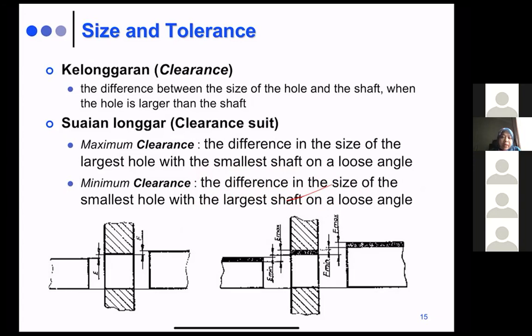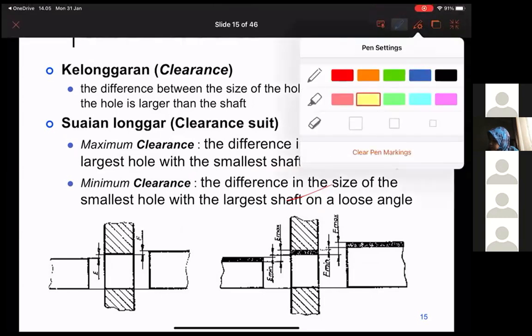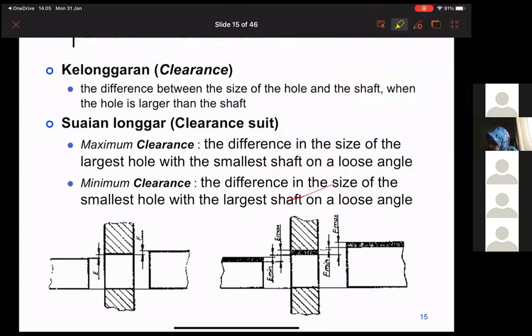Okay, so for example, this one, I think I can watch this one. Yeah, so this one is called clearance fit. Why is this called clearance fit? Anyone would like to try? Why is this one called clearance fit? Kesesuaian longgar.